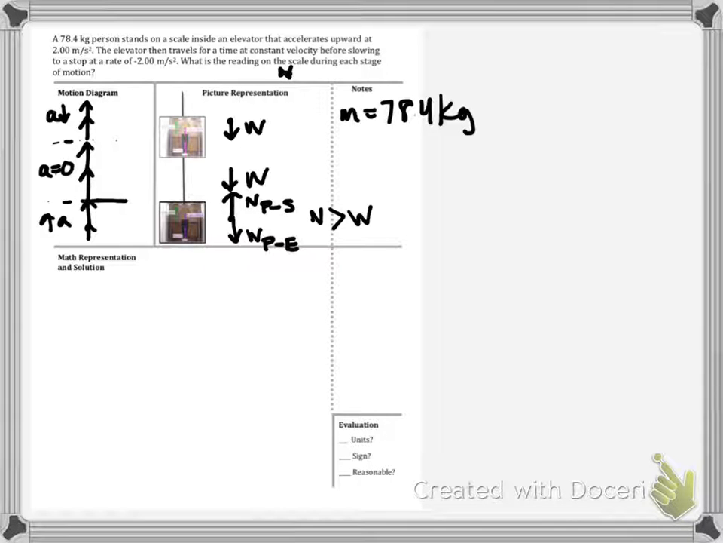During the time when there's 0 acceleration, then normal and weight have to be equal length. And so we could say that during this time, normal would have to equal the weight so that I get balanced forces. Balanced forces means no acceleration.